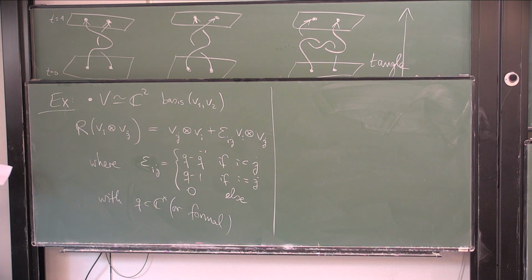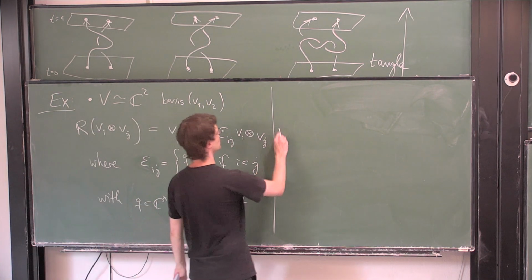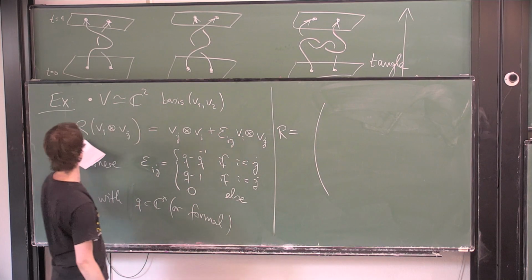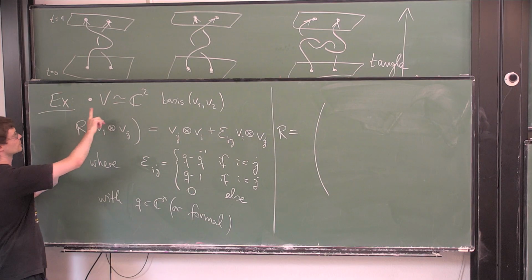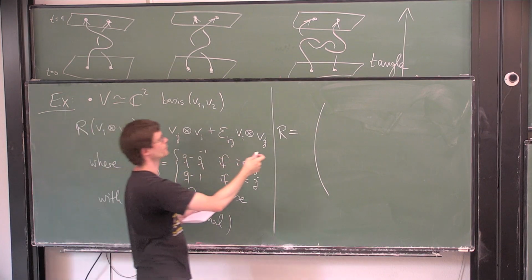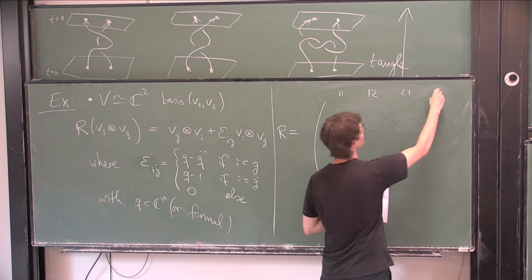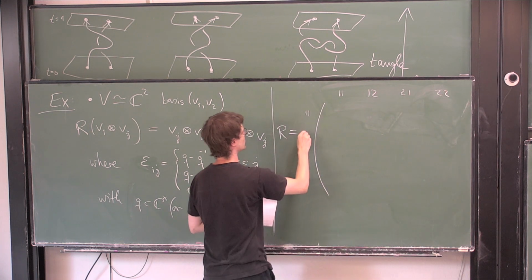So let's write this matrix. I mean, let's write it down, to be very precise, very concrete. It's a matrix from C2 tensor C2, so it's from C4. So you have 1,1, 1,2, 2,1, 2,2, and also on this side.